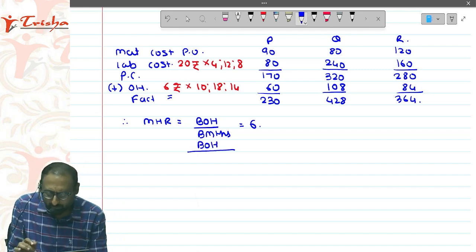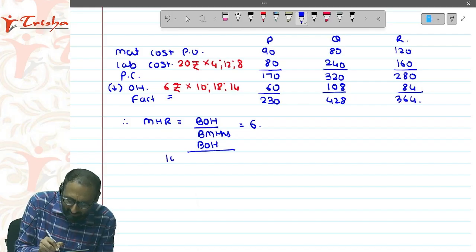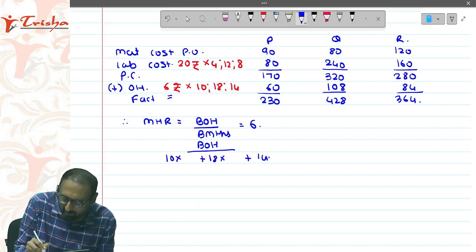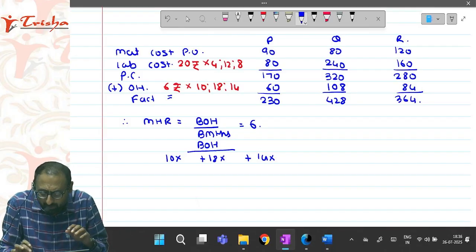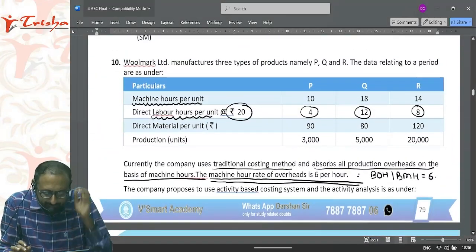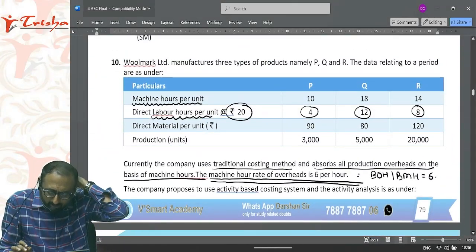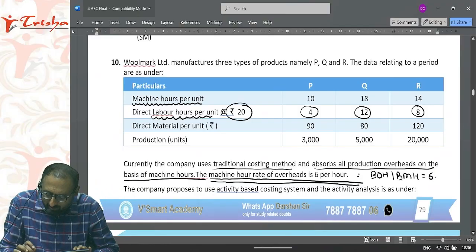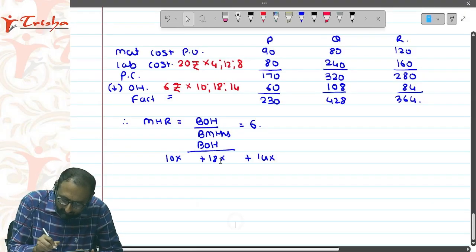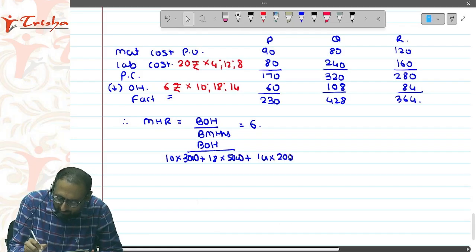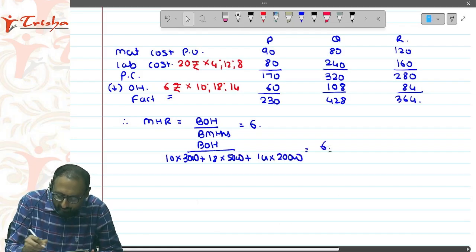Please tell me how many machine hours there are in case of P. 10 multiplied by, plus 18 multiplied by, plus 14 multiplied by. Yes, sir, it is required per unit, multiplied by the number of units. How many units are there? 3,000, 5,000 and 20,000. Budgeted overhead divided by total machine hours is equal to 6.